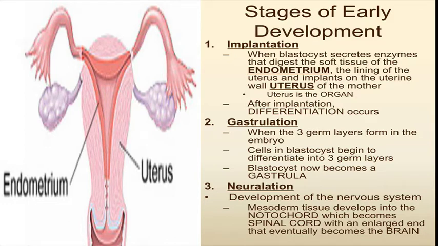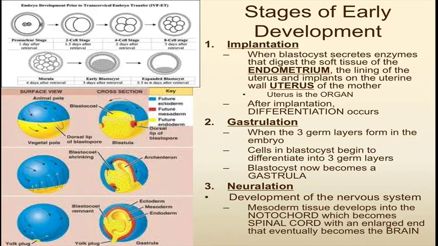If that fertilization does not occur, that endometrium layer is actually shed during menstruation. However, if fertilization does occur, that endometrium is going to be what the blastocyst makes its way into to attach to the uterine wall. Once the blastocyst attaches to the uterine wall, this is when differentiation occurs. This is when all these cells are going to begin to get their specific job.